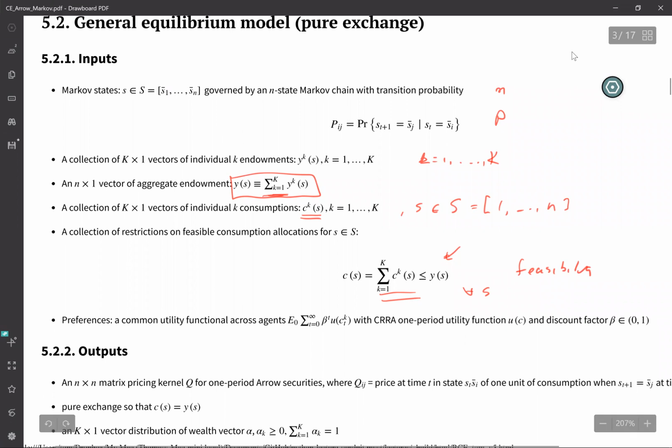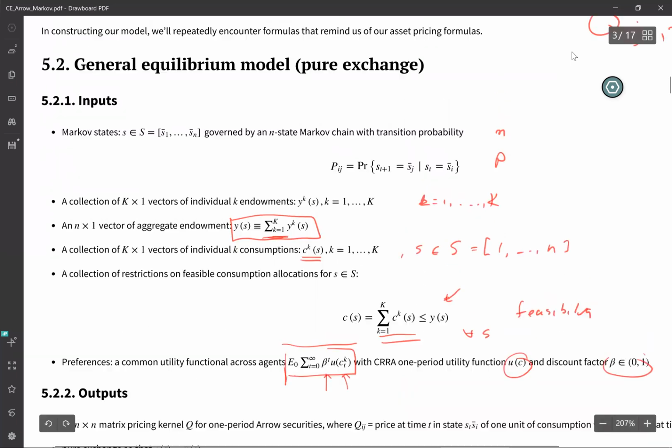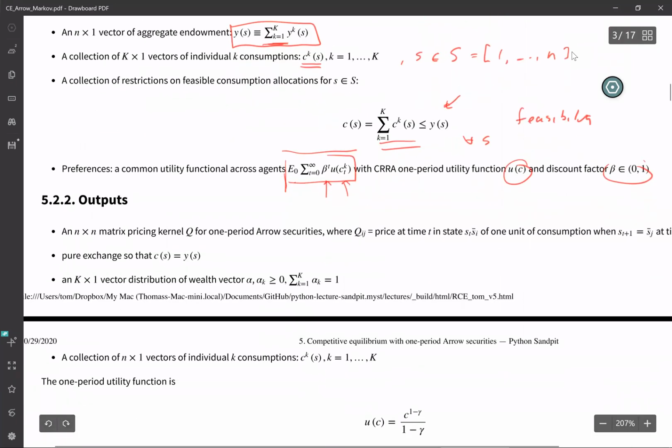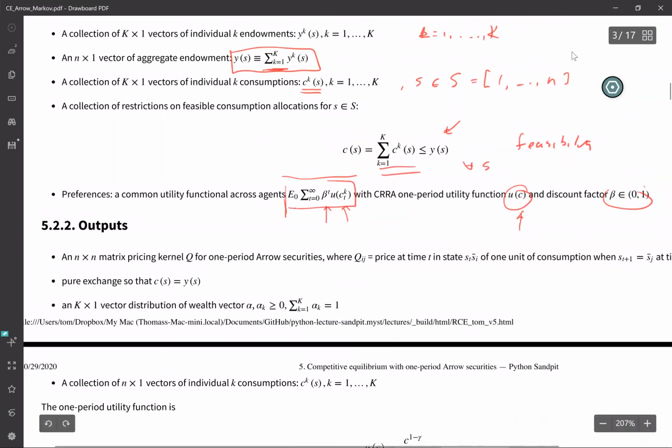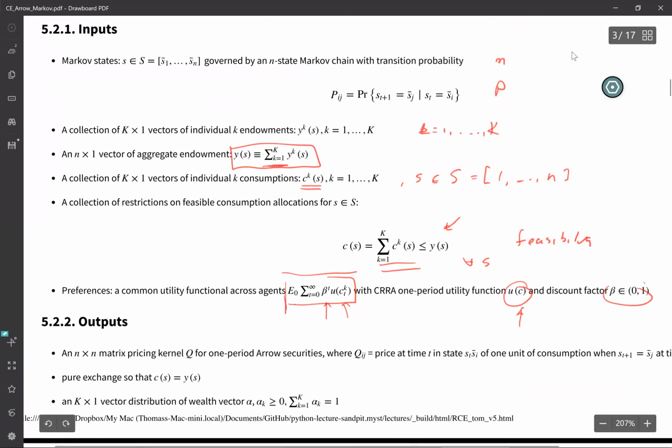So a common preference specification is this one, which we're going to use. We've been using it throughout. It's discounted expected utility of consumption over time. So we're going to have this utility function and this discount factor. Okay. We'll make some more assumptions about this. So these are going to be the inputs to our analysis.